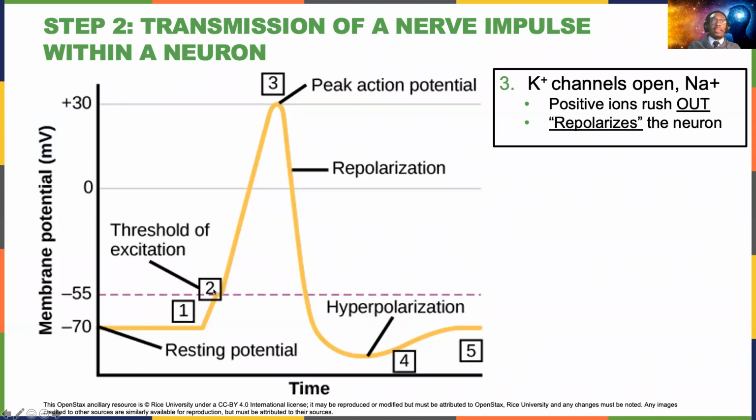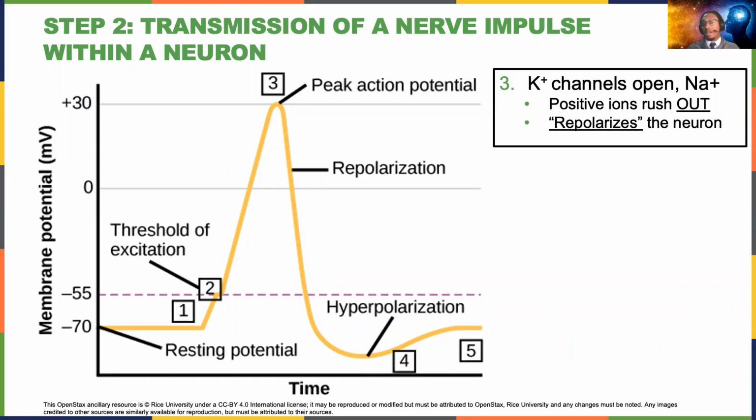So once the influx of positive ions brings the action potential to this threshold, then all of a sudden many more sodium channels open, and sodium ions just rush in, and the inside of the cell becomes more and more and more positive until it reaches this peak of about plus 30 millivolts. And at this point, potassium channels open.